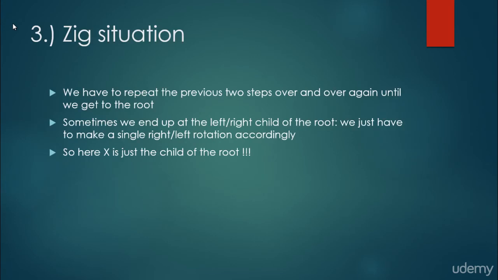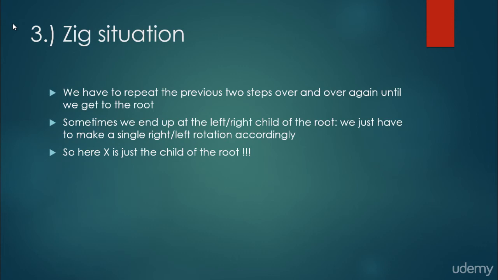And the third step is the zig situation. So we have to repeat the previous two steps, the zig-zag and the zig-zig case, over and over again until we get to the root. And sometimes we end up at the left or right child of the root, and we just have to make a single right or left rotation accordingly, without the zig-zag and zig-zig situation, just a single left or right rotation.